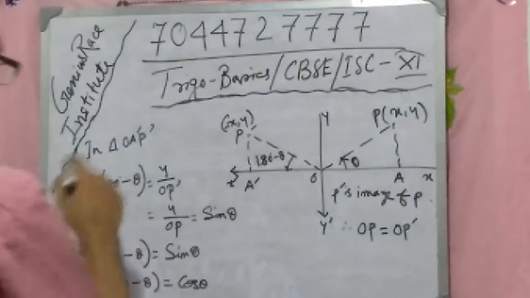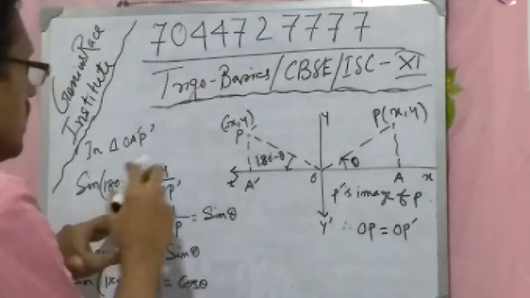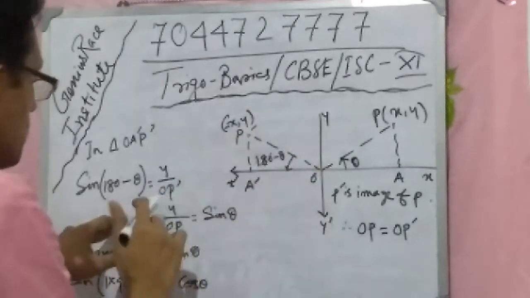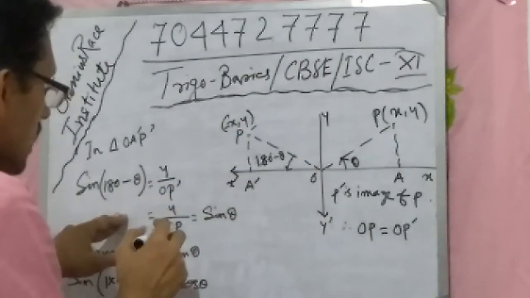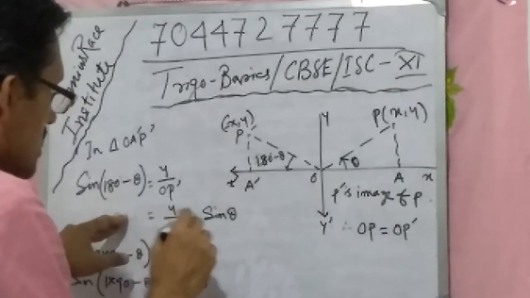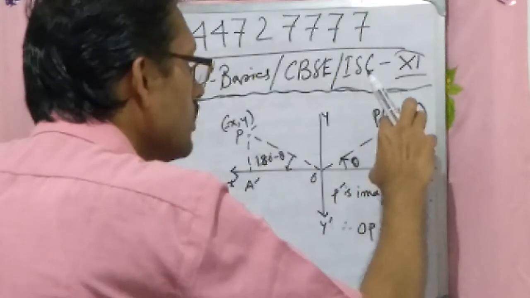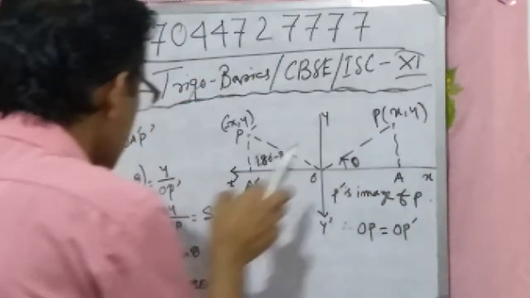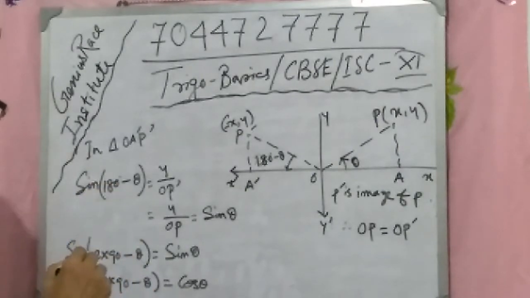Now in this segment we are considering this triangle, so perpendicular by hypotenuse is coming like this. OP dash and OP are both equal. Therefore sine of this value from this triangle is coming as this by this, meaning sine theta. So what we got, 180 considered as 2 into 90.